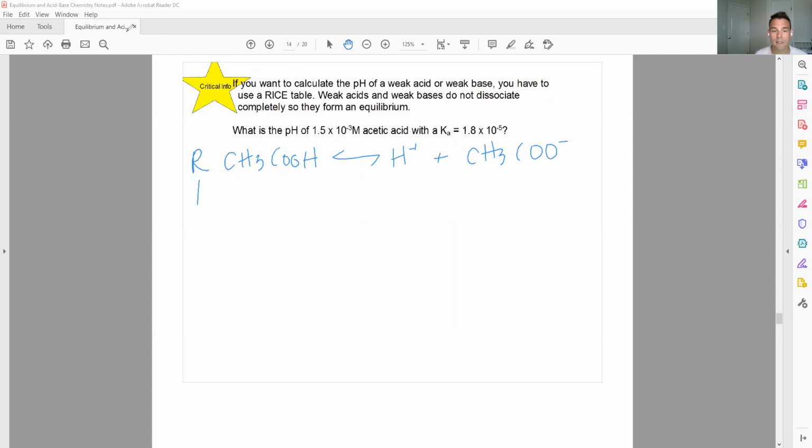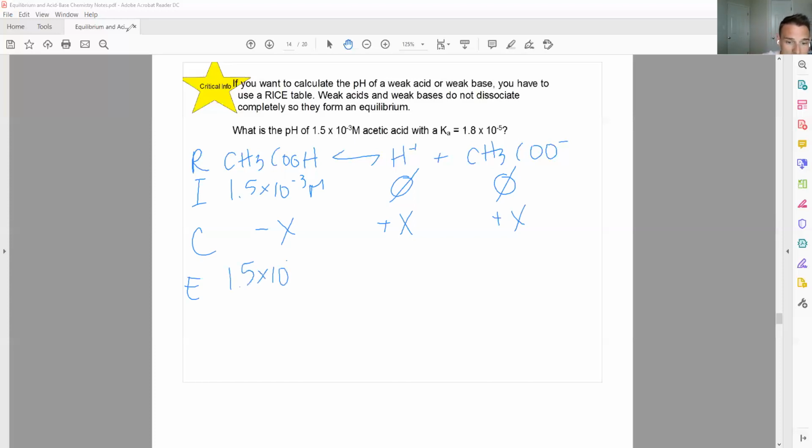Initially, I have 1.5 times 10 to the negative third molar. Remember, I stands for initial concentration. I have none of this to start with. My change, well, I'm going to lose this and I'm going to gain this. And remember, the x's have to do with the coefficients in your balanced equation. They're all 1, so I'm losing 1 acetic acid and gaining 1 hydrogen, and then the same for the acetate. And remember, E stands for at equilibrium. You take the I and the C and you combine them. 1.5 times 10 to the negative third minus x. This can just be x, and this can be x.